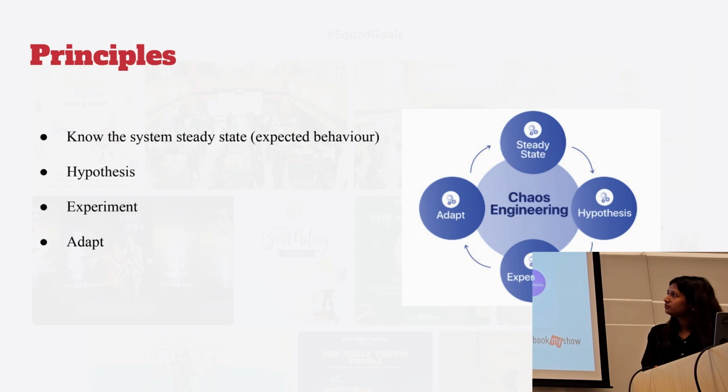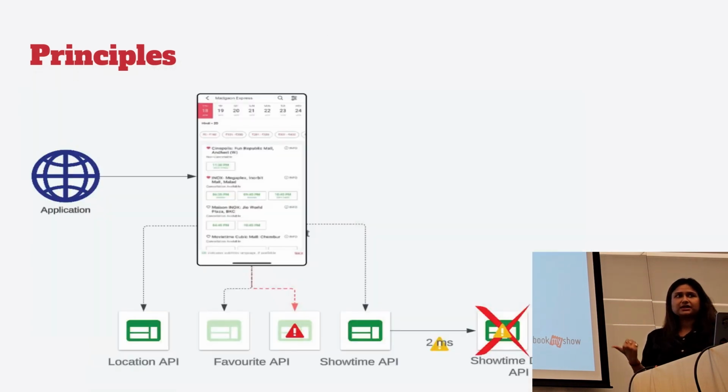I'll show one architecture diagram here, the same diagram that we referred to before. Over here, consider the showtime API responds back within 2 milliseconds. Now the showtime API calls another API at the backend for some more details, and the response time still remains within 2 seconds, right? This is the steady state of my application. The expected behavior is that whenever I open this page, I will get my response within 2 seconds.